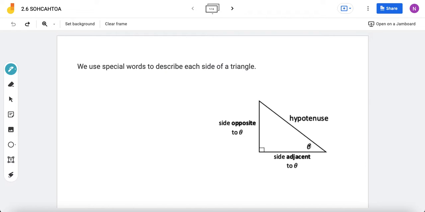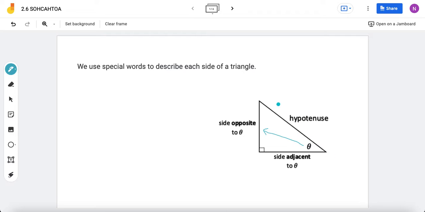Okay, in our triangle, we have an angle here. And this angle could be any angle, right? It could be 20 degrees, 30 degrees, 50 degrees, right? But we have an angle here. We say the side across from the angle is the side opposite to our angle.